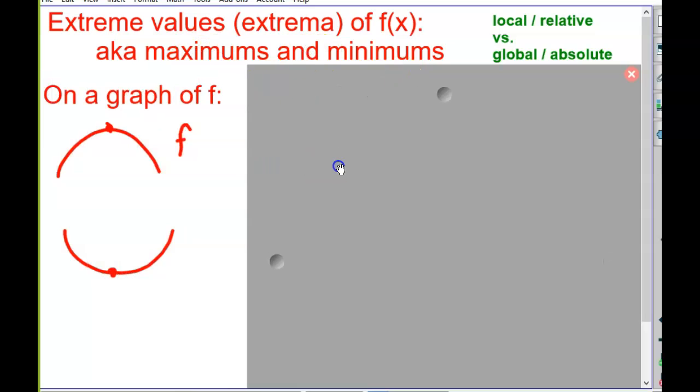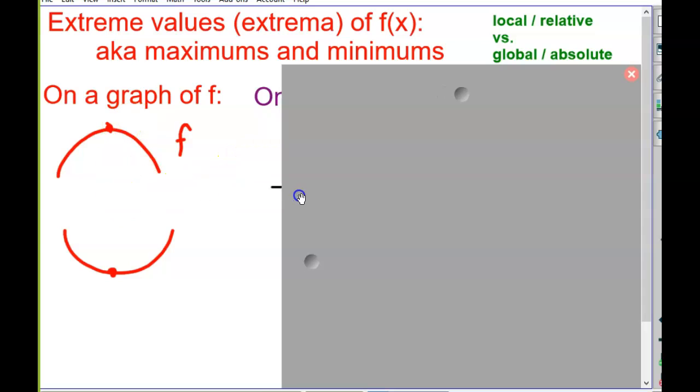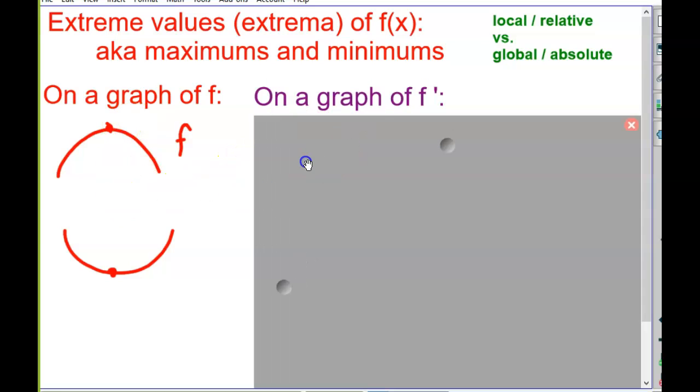Well, what if I'm given just a graph of f? That's really easy, right? What's the max? It's here. What's the min? It's right here. But how does that relate to calculus? That's not calculus. So they're not going to ask you a question like that. They're going to ask you, what if you know the derivative?